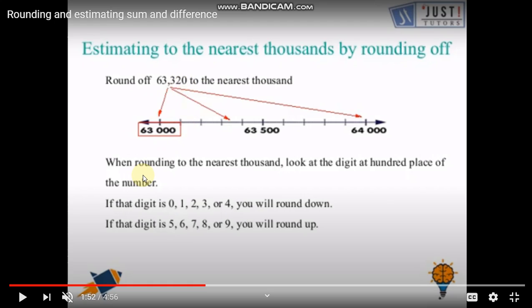So I give a hint here. When rounding to the nearest 1000, look at the digit in the hundreds place of the number. If the digit is 0, 1, 2, 3 or 4, you round down. If the digit is 5, 6, 7, 8 or 9, you round up. This is the hint I gave. Next we move on to estimation.